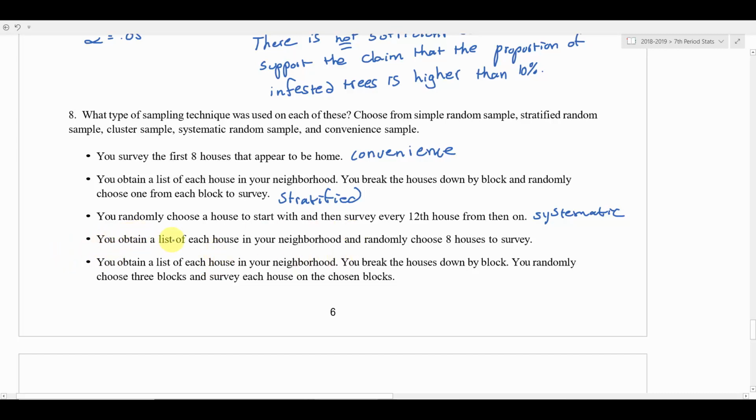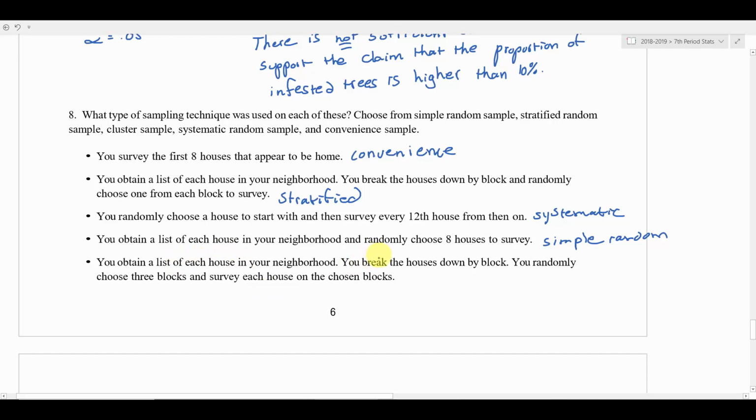It says you obtain a list of each house in your neighborhood and choose 8 houses to survey. So you have a list, you assign them numbers, and you choose 8 of those numbers at random to survey. All right, so this would be a simple random sample. Simple random.